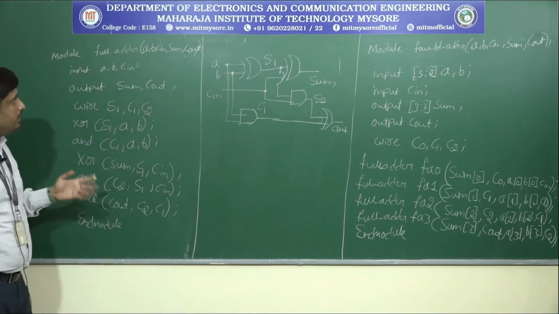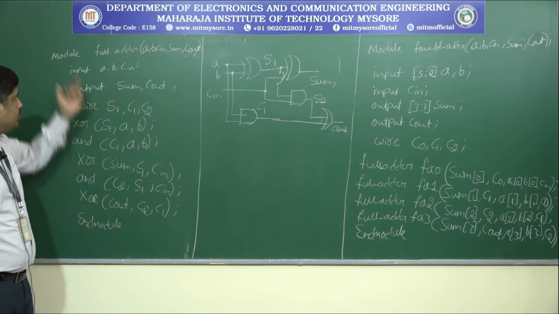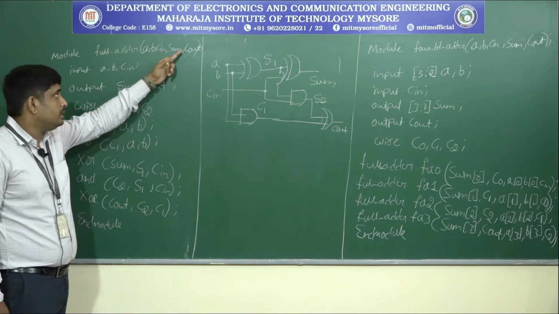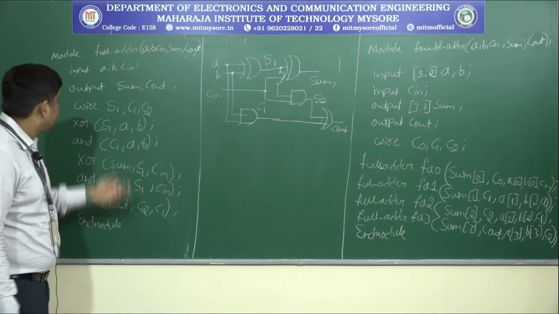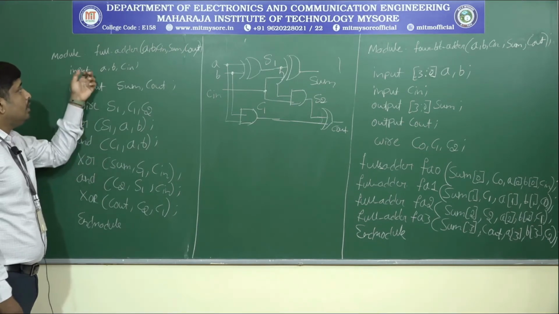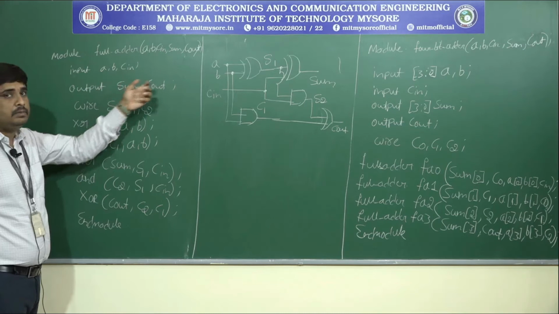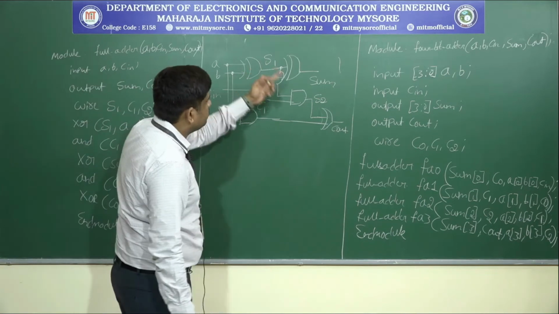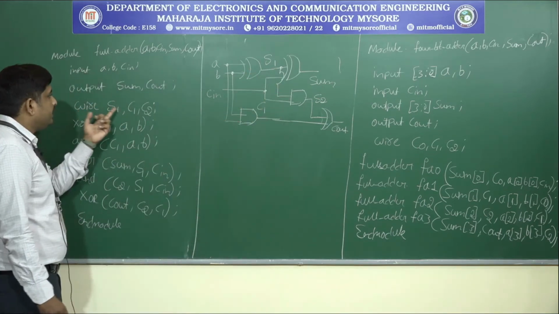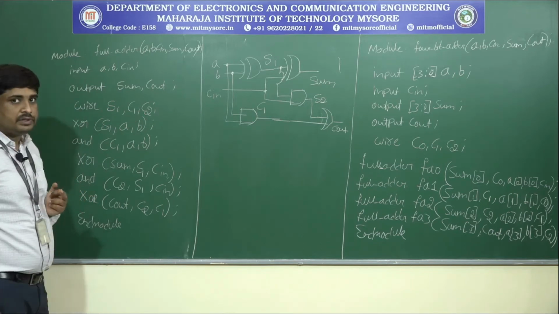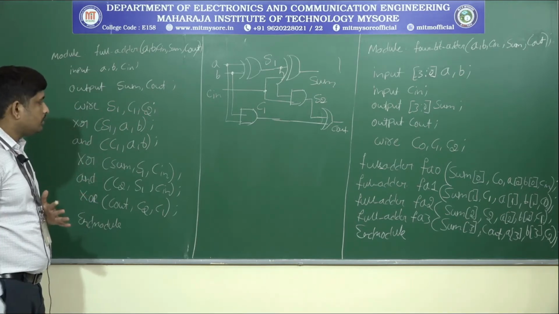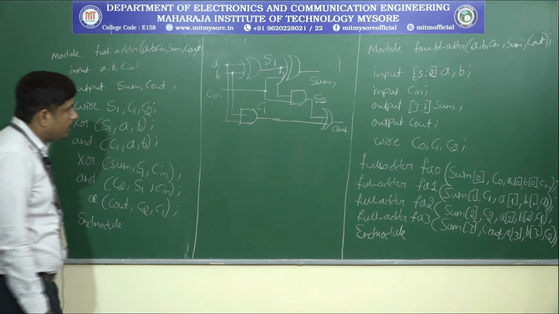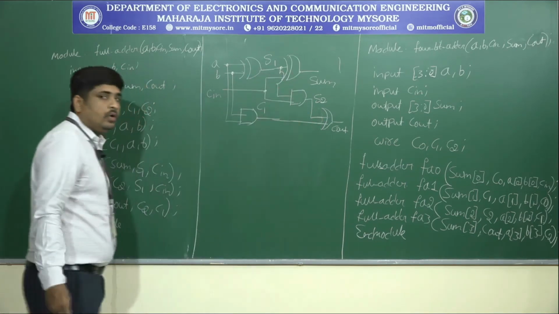So here we have to write a full adder gate level description. Module full_adder, the name should be similar. Then A, B, Cin, sum, Cout, that is the module declaration. Then after this you have to mention inputs and outputs: input A, B, Cin, then output sum, Cout. Then there are three intermediate signals here. So what are the intermediate signals? S1, S2 and C1, so here we mention wire S1, C1, C2. Then after this we have to write the logical operations. What logical operations are required here? Two XOR, two AND and one OR gate.